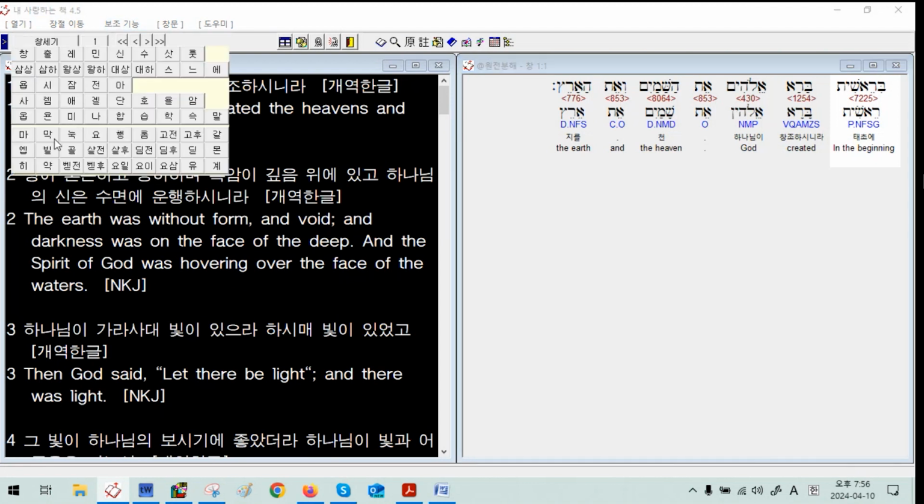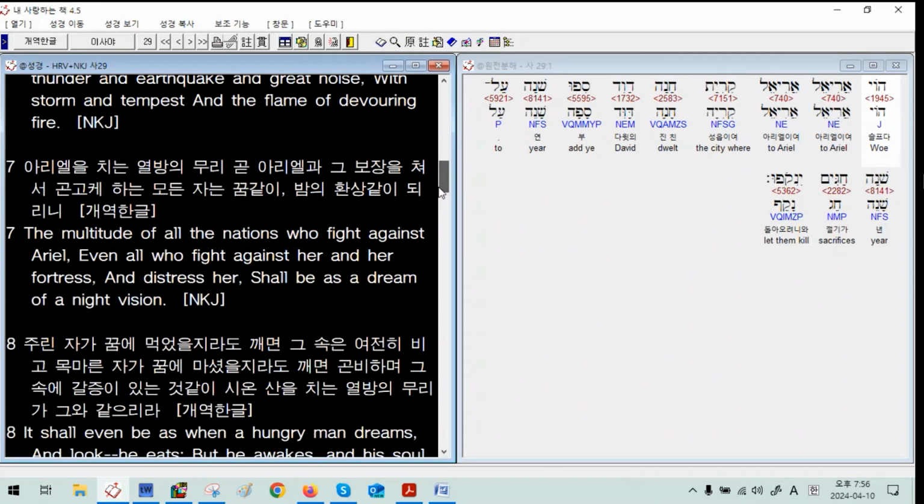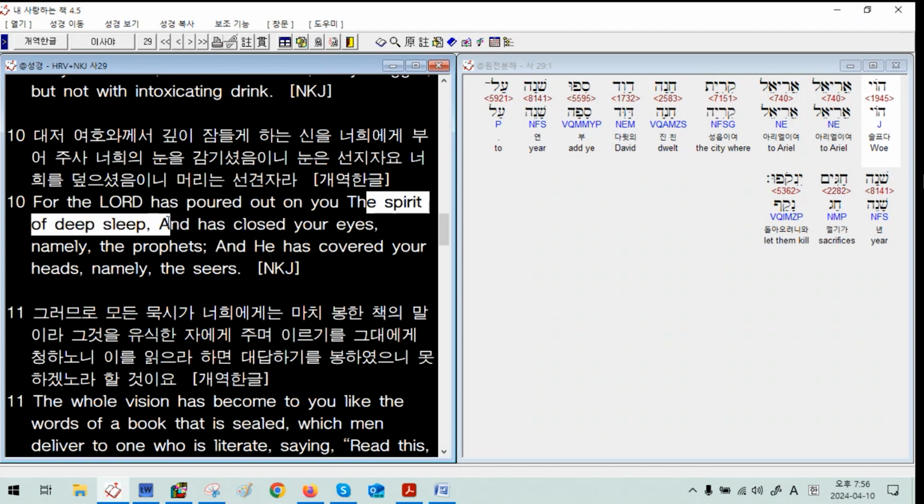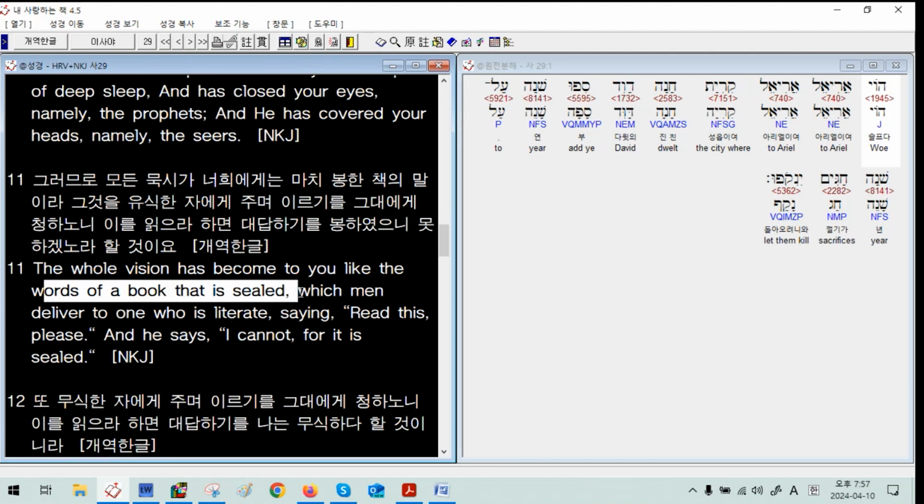That's why when we go to Isaiah chapter 29, the prophet Isaiah is talking about it in this way. The Lord has poured out on you the spirit of deep sleep, has closed your eyes, namely the prophets. He has covered your head, namely the seers. So my head is covered. My eyes are closed because I am blind. I am in deep sleep. The whole vision has become to you like the words of a book that is sealed with 7 seals, which men deliver to one who is literate, saying, read this please. And he says, I cannot, because it is sealed.